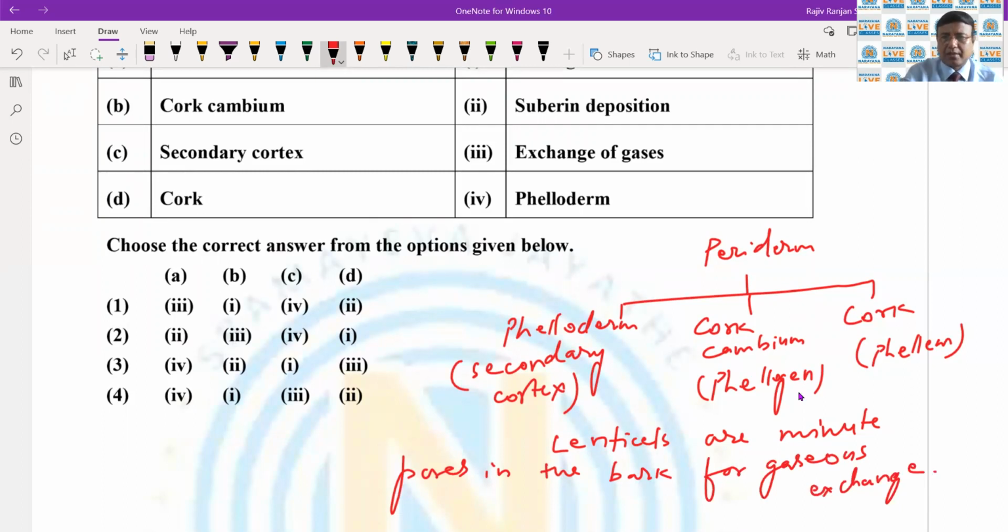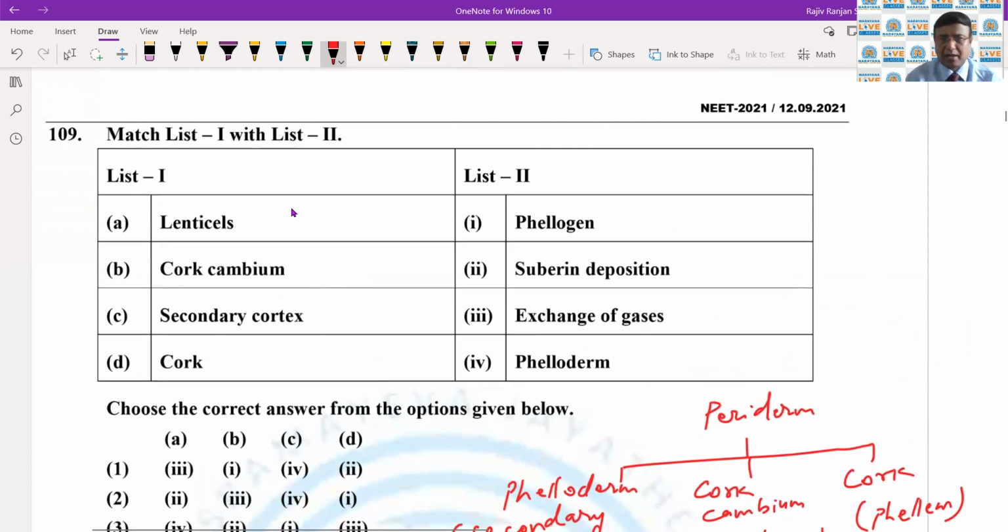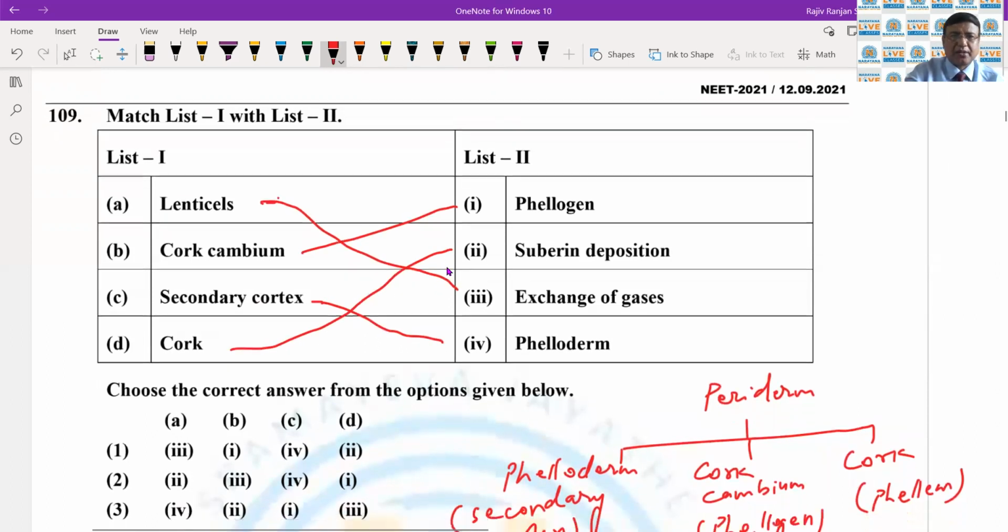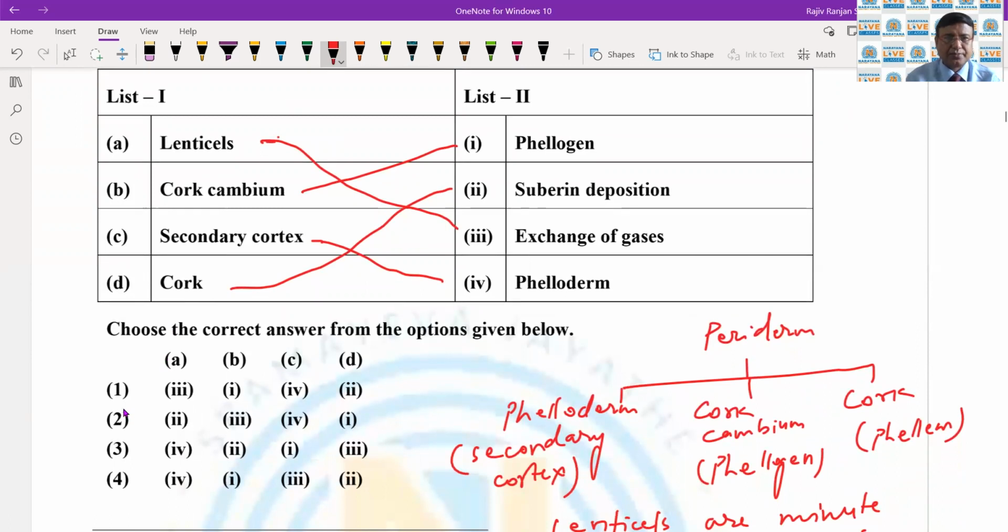So here, first of all, in context of these facts, let's now see the columns, list 1 and list 2. So lenticels is meant for exchange of gases. Yeah. Cork cambium is phellogen. Further, secondary cortex is phelloderm. Okay. And cork corresponds to suberin deposition. Okay. So the correct option is A1. A3, sorry. So A3, B1, C4, and D2. So the correct option is 1.